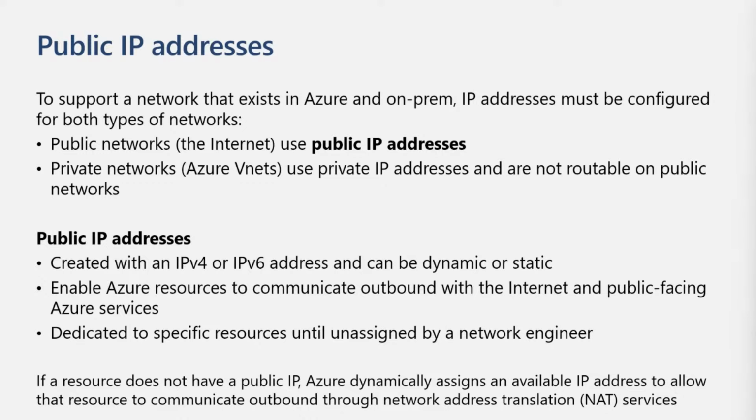So these public IP addresses also enable your Azure resources to communicate outbound to the internet and also with public facing services in Azure. Public IP addresses are also dedicated to specific resources until they're unassigned, and they're manually unassigned by a network engineer in your organization. So if a resource does not have a public IP, Azure would dynamically assign one to allow that resource to communicate outbound through network address translation or NAT service, which we'll cover later on in this session.